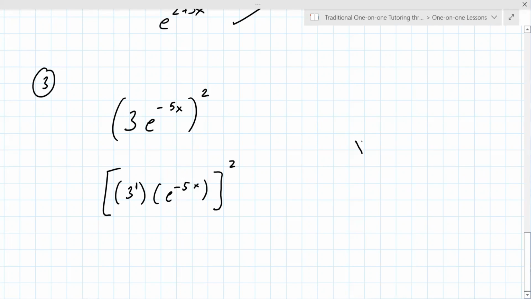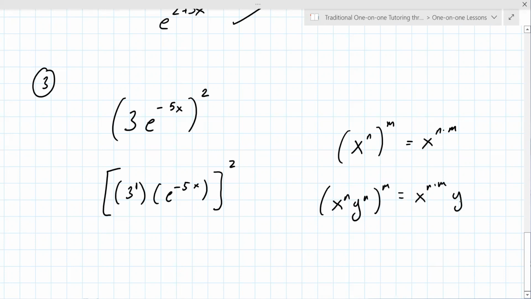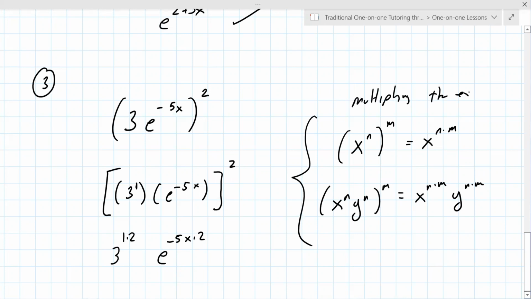So the rule is, if you have an exponent to an exponent, you multiply the exponents. Now if you have x to the n and y to the n to the power of m, meaning two different things, you still multiply the exponents. So it's 3 to the 1 times 2, e to the minus 5x times 2, like that. You're multiplying the exponents. Somehow you have to convey this to yourself, that you're multiplying the exponents.